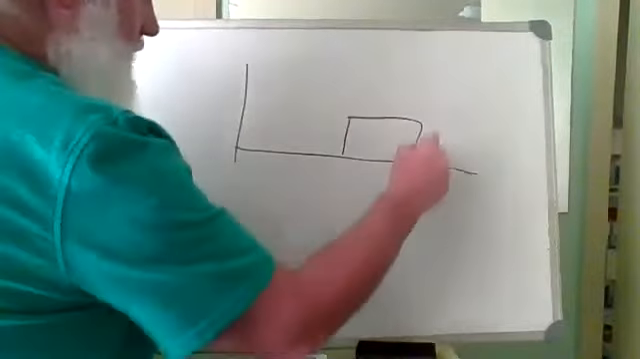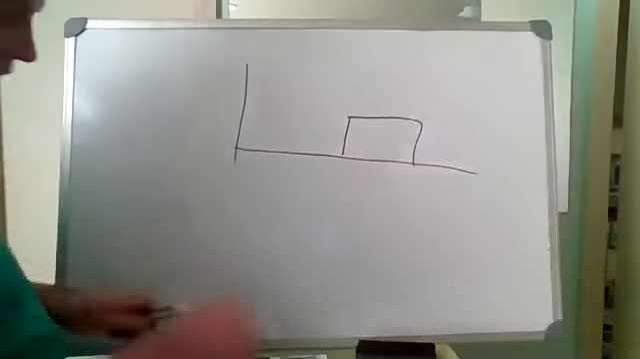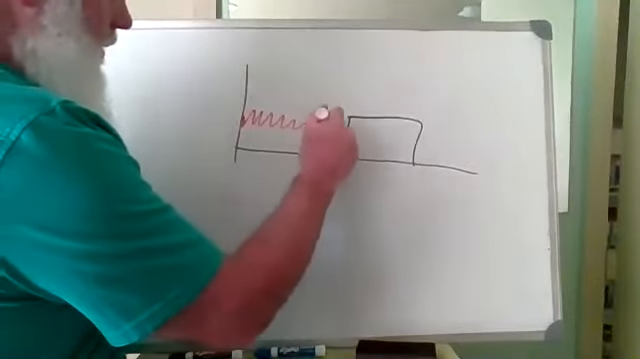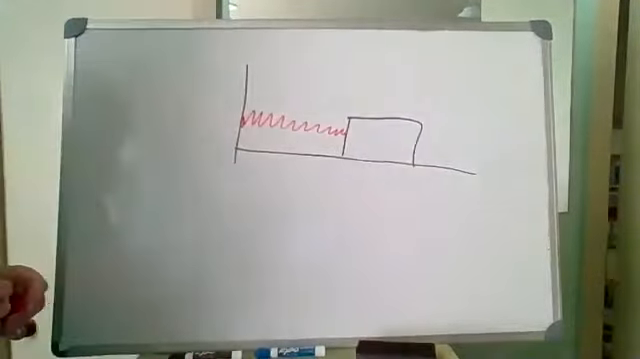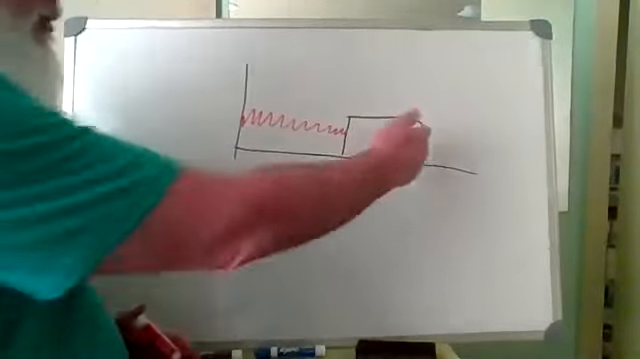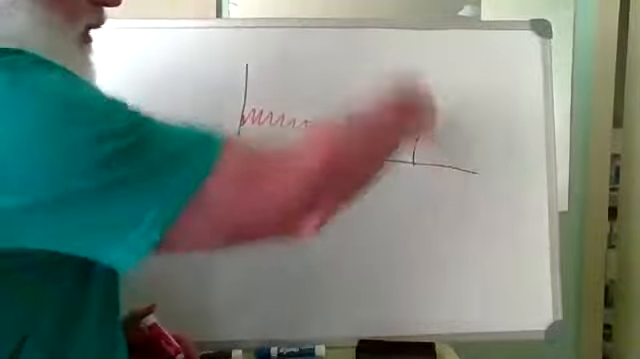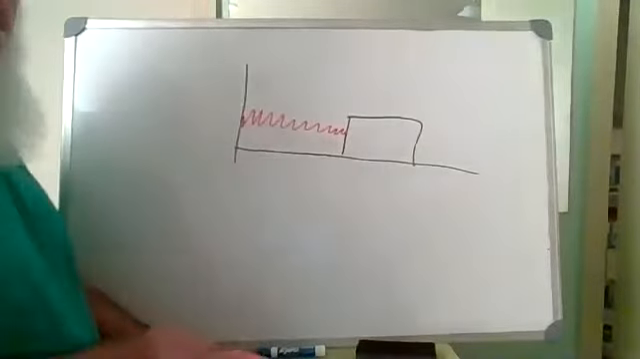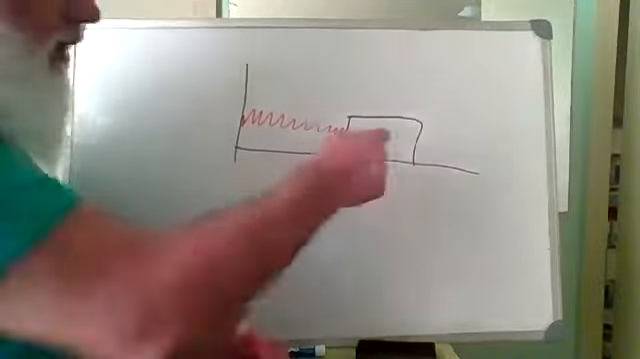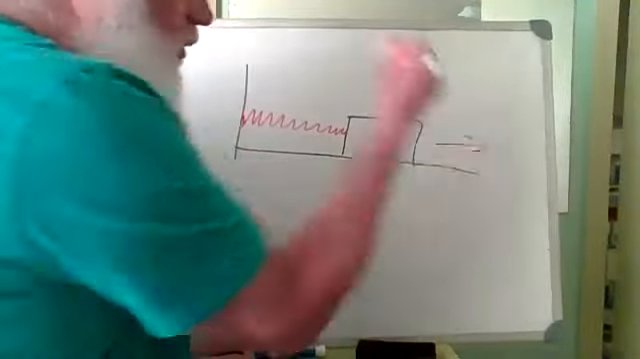So here's a box sitting on the floor, and here we have a spring. The spring is compressed. What happens when I release the box? I'm holding the box. The spring is compressed initially. The spring is going to push the box in this direction.